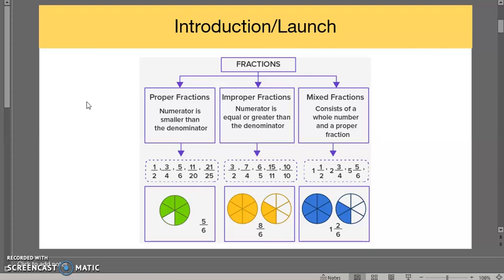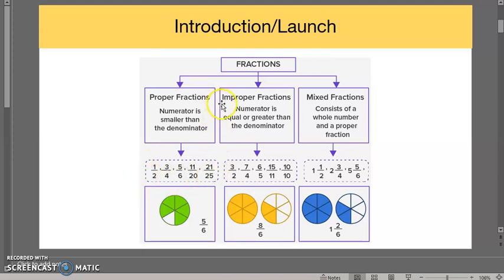Before we get into the lesson, there are three math vocabulary terms that I want to discuss. The first is proper fractions. Proper fractions is when the numerator is smaller than the denominator. Here are some examples that demonstrate this. The numerator is smaller than the denominator.